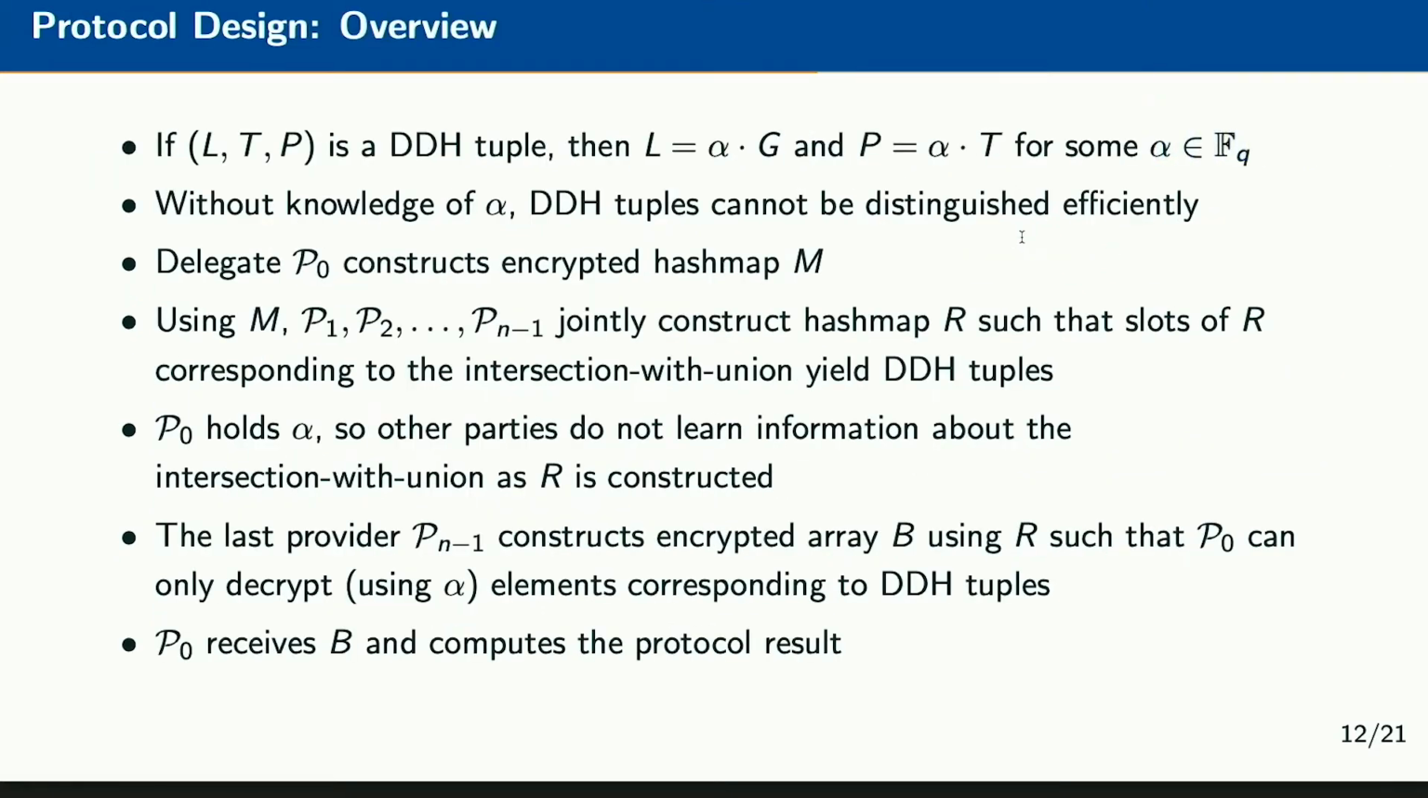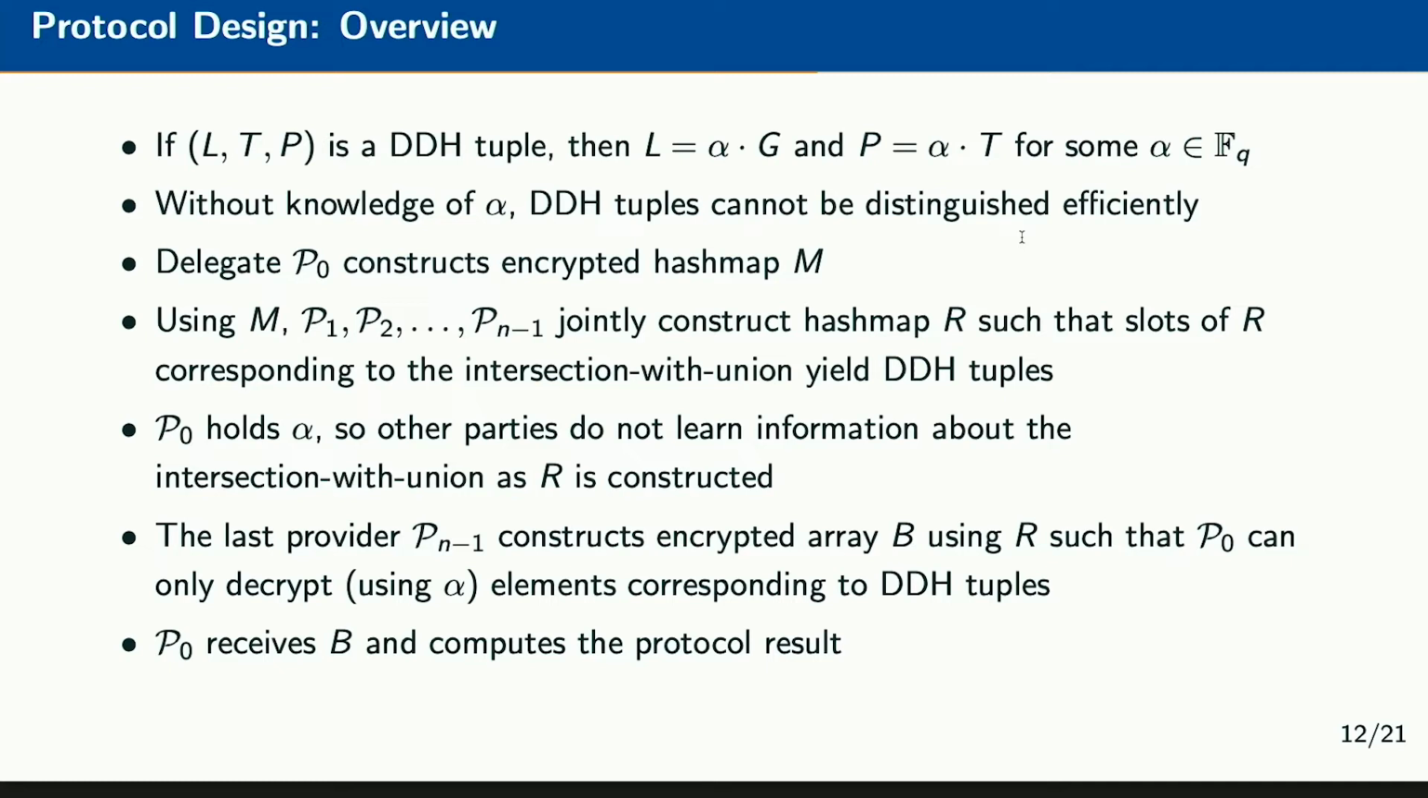So the key insight here is that without knowledge of alpha, DDH tuples cannot be distinguished efficiently if the DDH problem is hard in the group. The delegate, the IC element P0, constructs a hash map that reveals no information about its input set. And then using that hash map, service providers jointly construct another hash map R such that slots corresponding to the intersection yield DDH values. And without knowledge of alpha, other service providers cannot distinguish which slots correspond to the intersection.